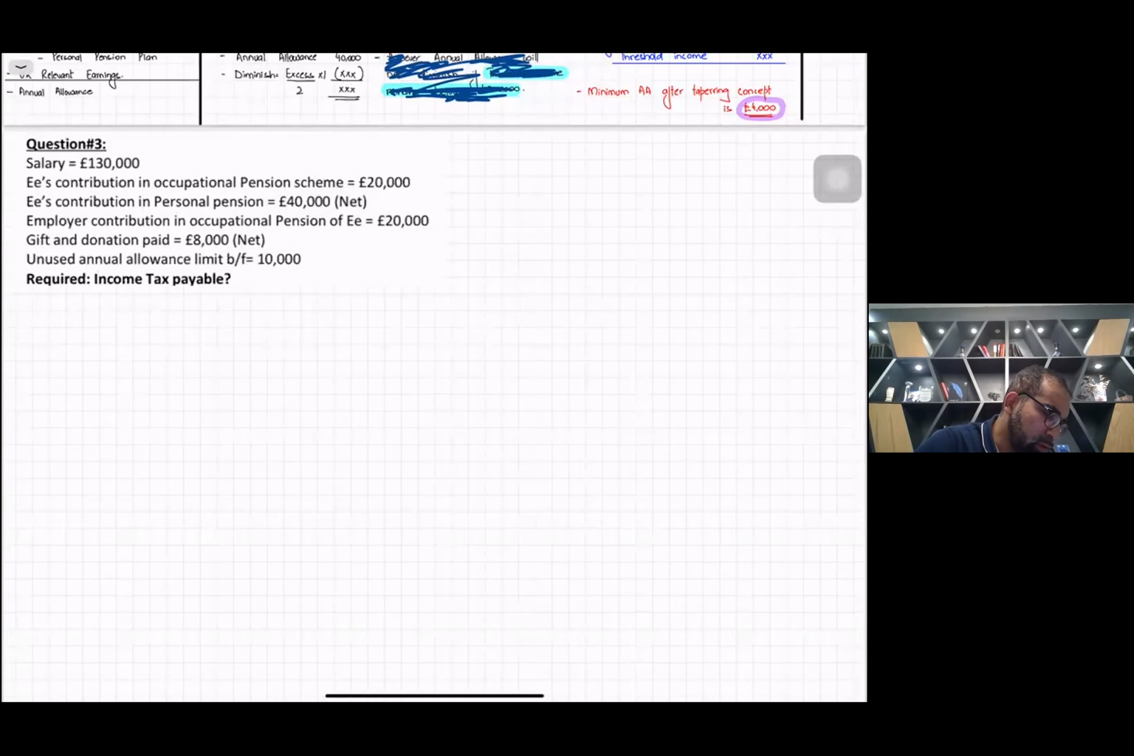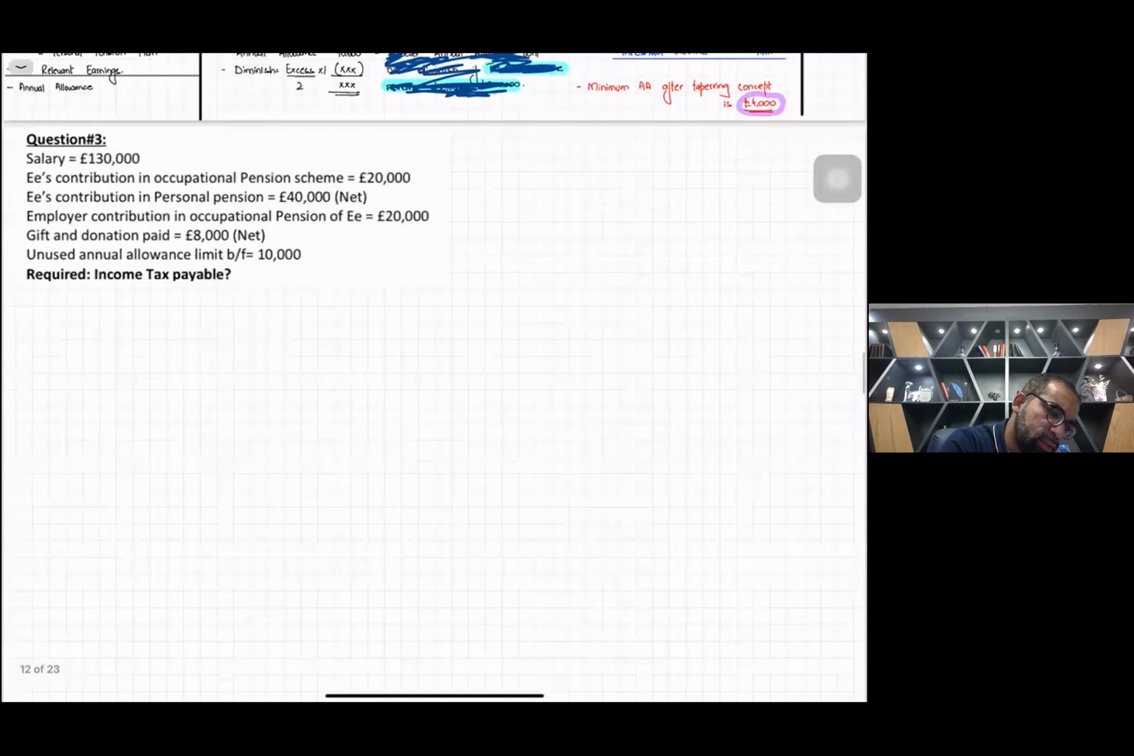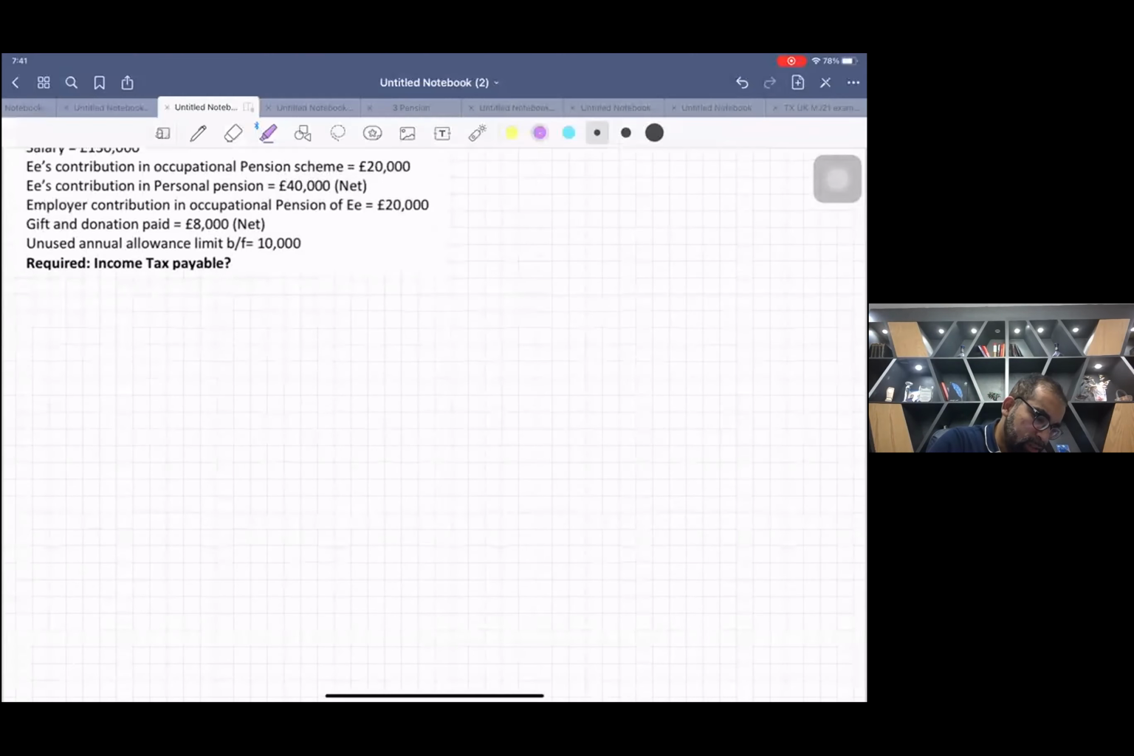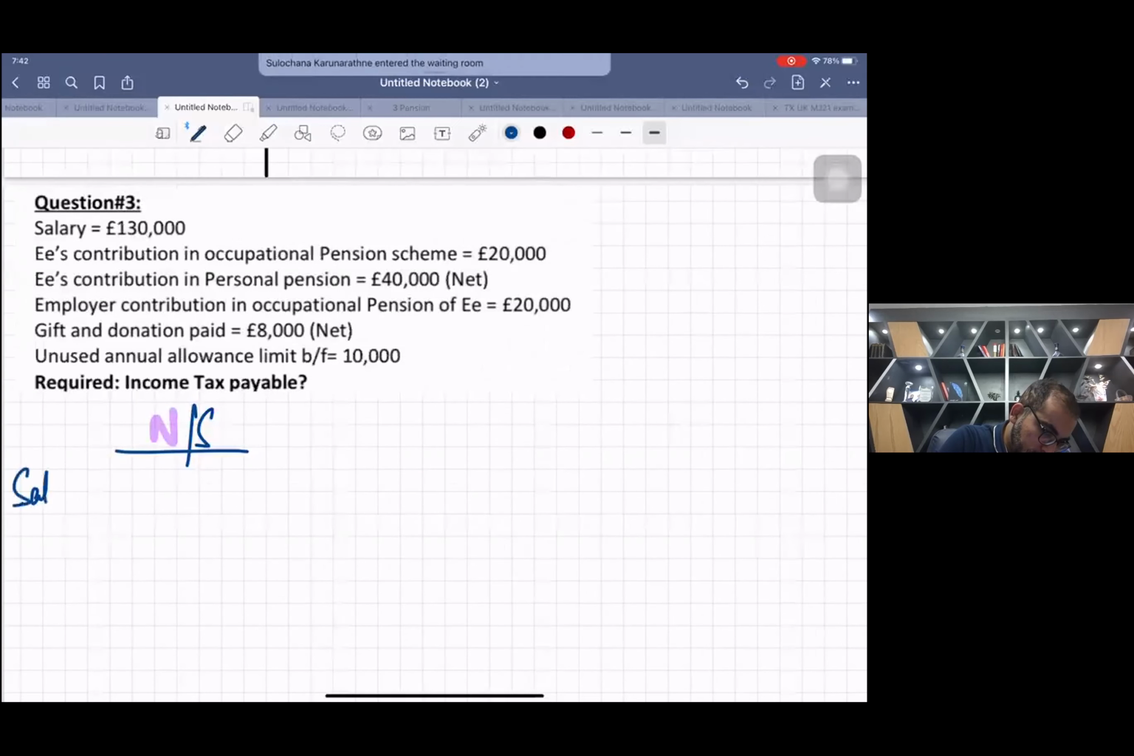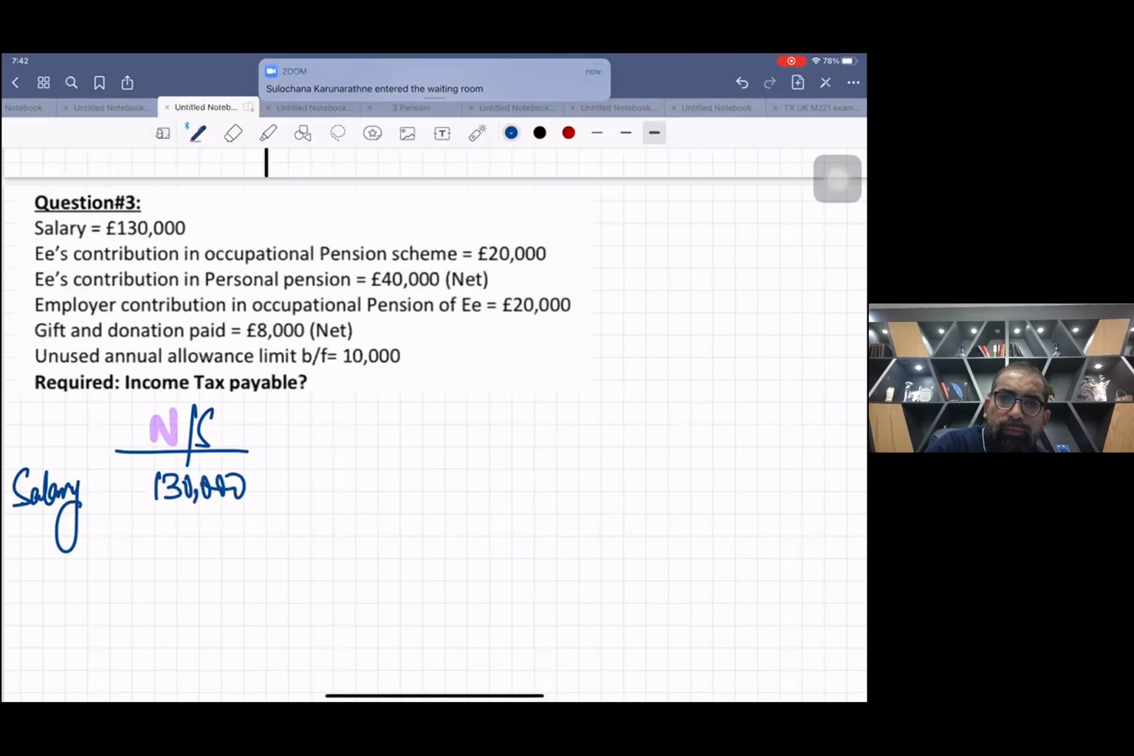Now, first of all, see the question. You need to compute income tax. The only income in this question is salary. Salary is the non-saving income, and we call it employment income. Let me write salary, no issue. 130,000, right? Now, there is one allowed expense.